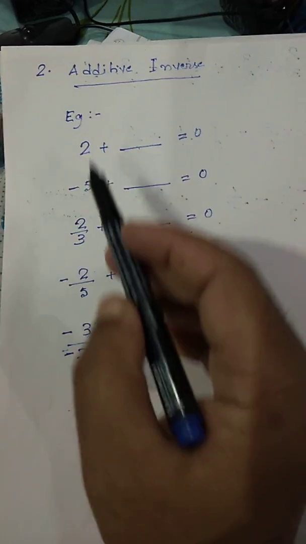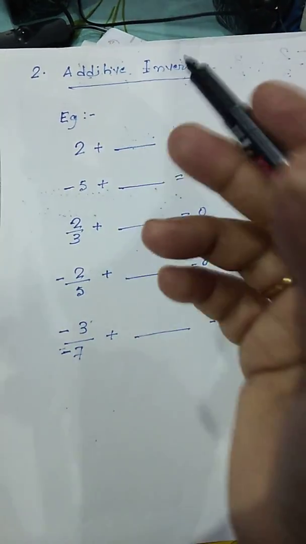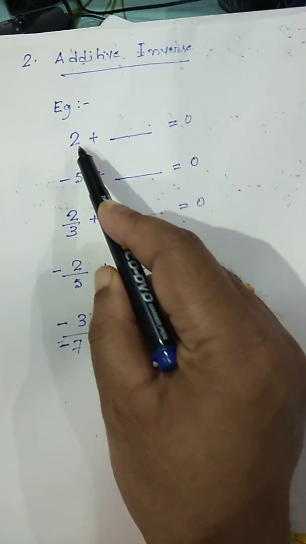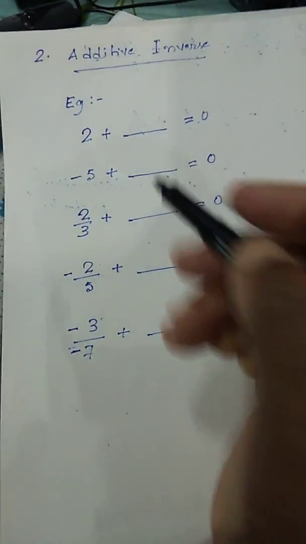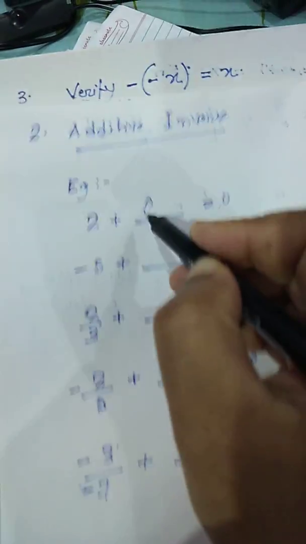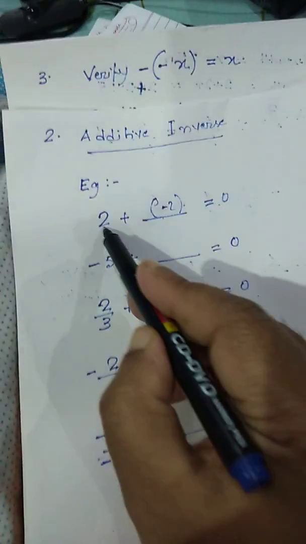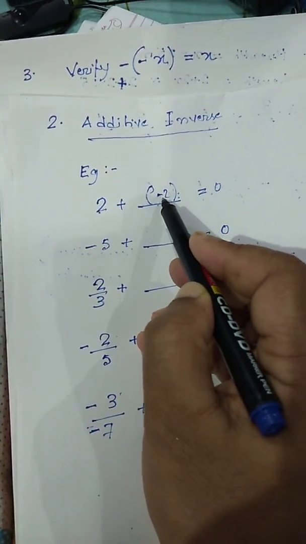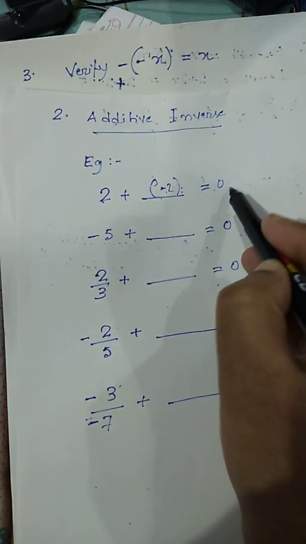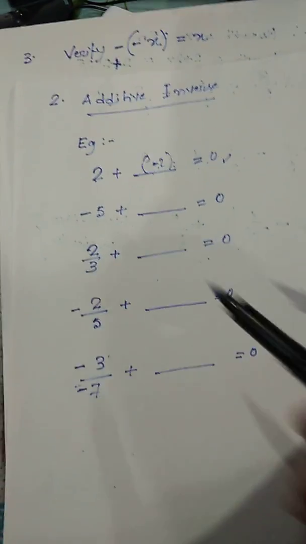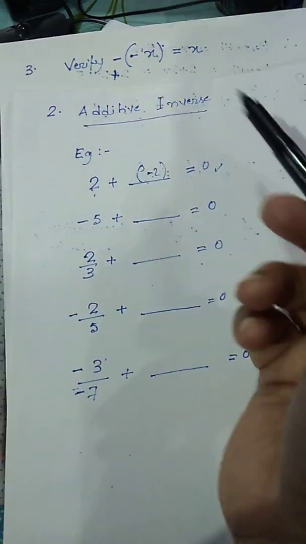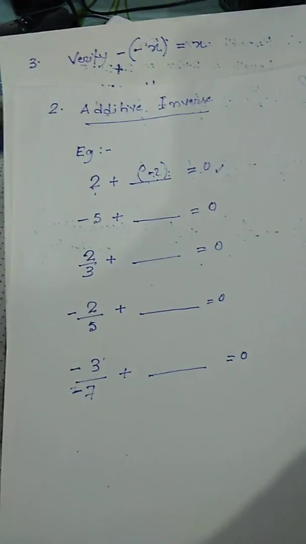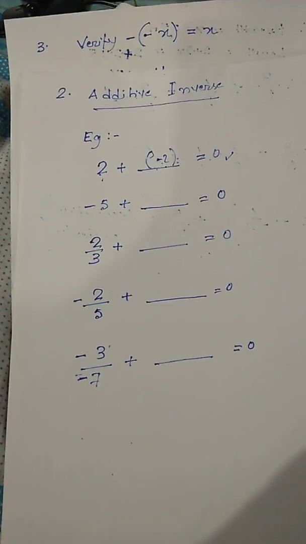Now suppose I ask you, what is the additive inverse of 2? That means I'm asking what is the number that I should add to 2 to end up with 0. Now what is the number? Simply it will be minus 2. If you solve this, you will end up with 0. So if I ask you what is the additive inverse of 3, the additive inverse of 3 would be minus 3.